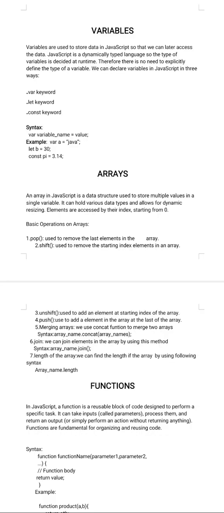Array length. The length property shows the number of elements in the array. Array concatenation. Combine two or more arrays using the concat method. It returns a new array containing joined array elements. Here is the example and output. Array copy.